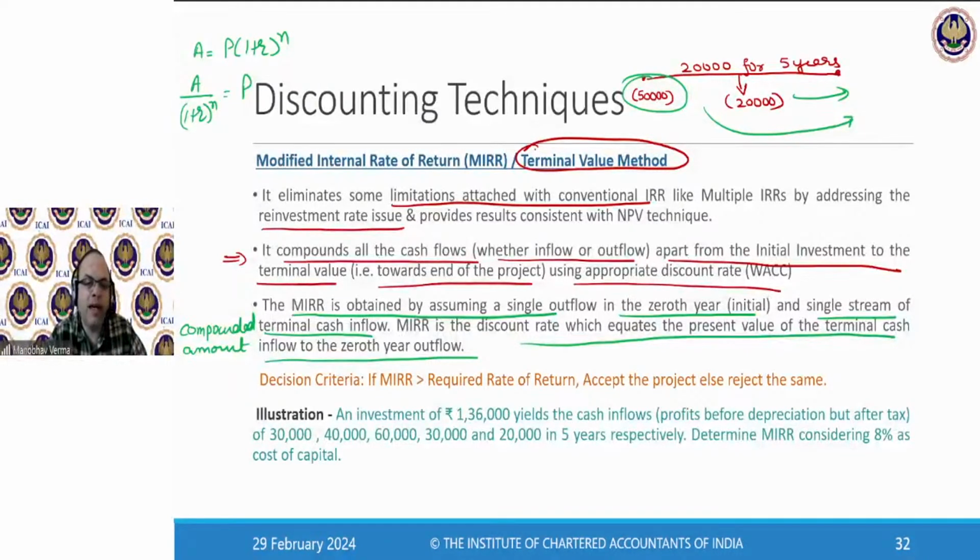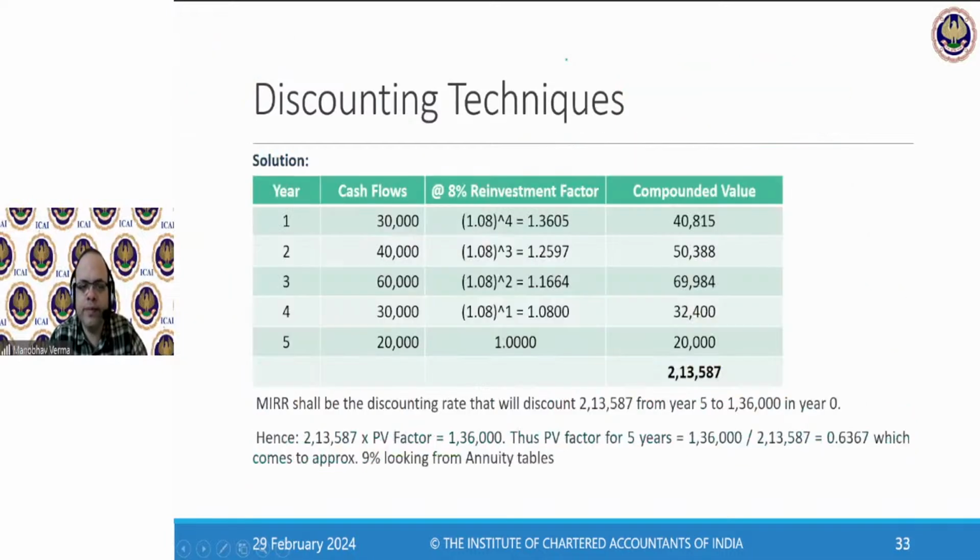An investment of 1,36,000 yields cash inflows, that is profit before depreciation but after tax, of 30, 40, 60, 30, 20 in 5 years respectively, and determine the MIRR considering the 8% cost of capital. So what we're doing is we're calculating the MIRR. You can see we are compounding everything.